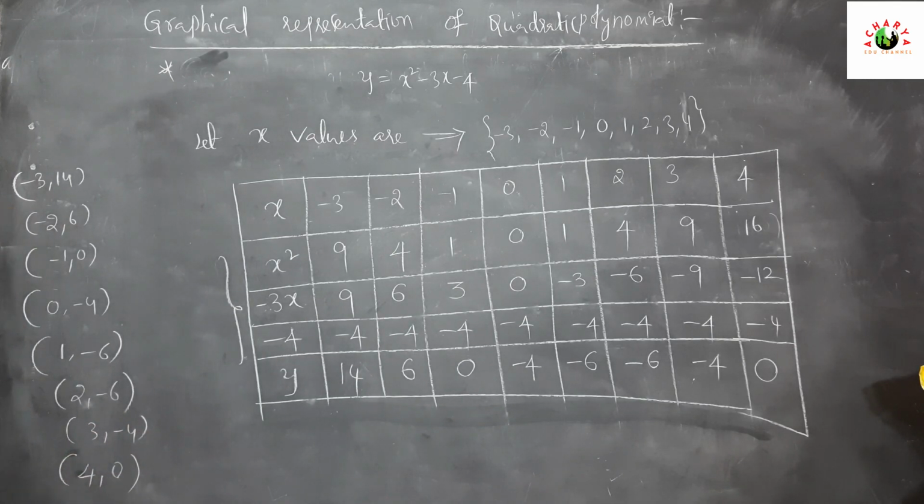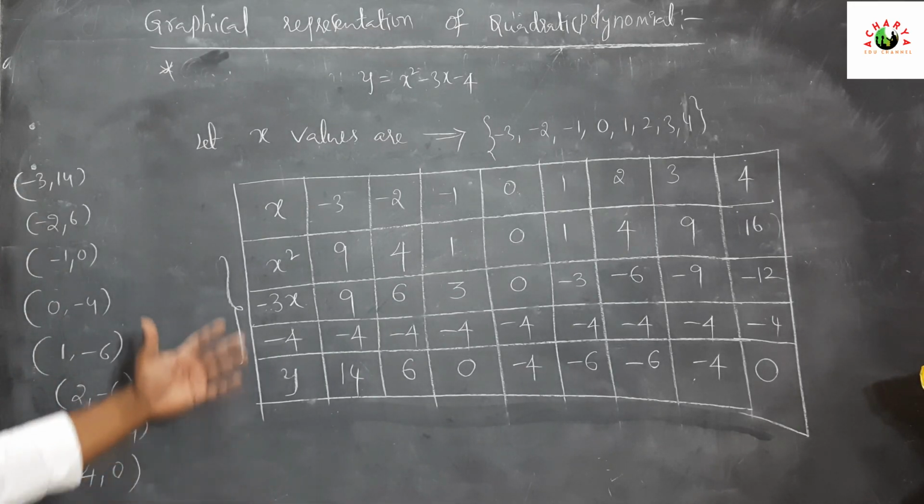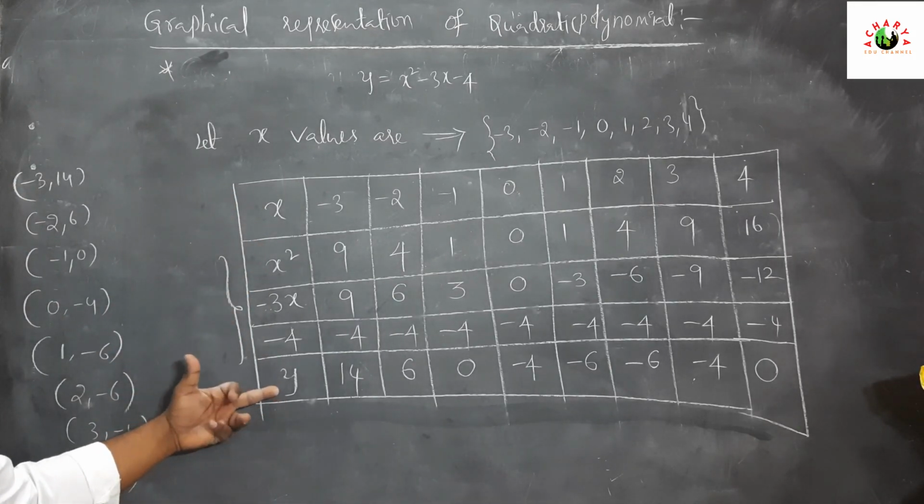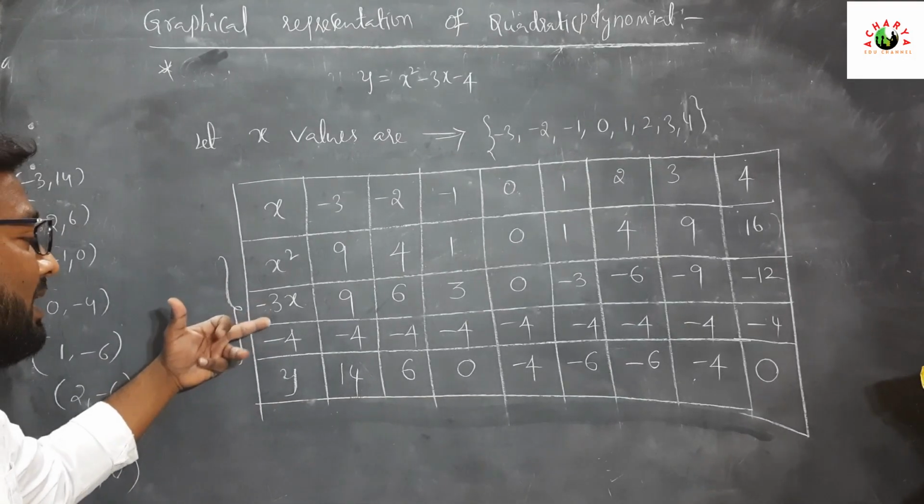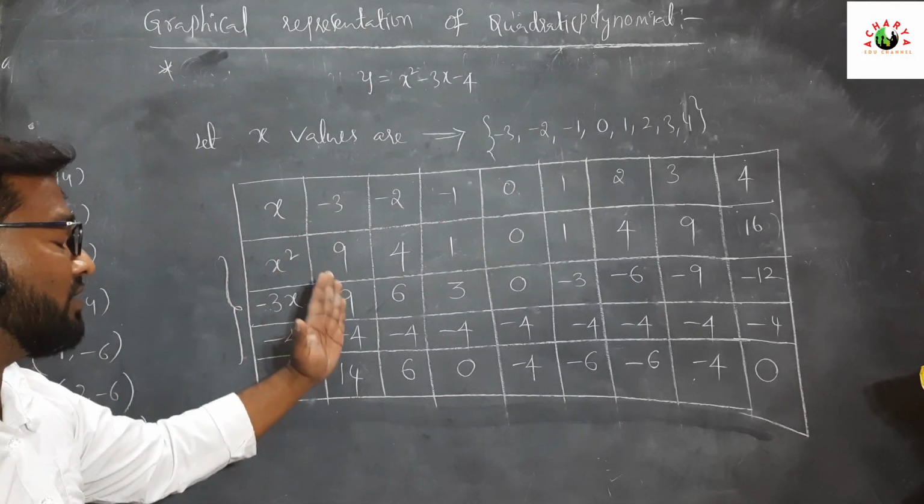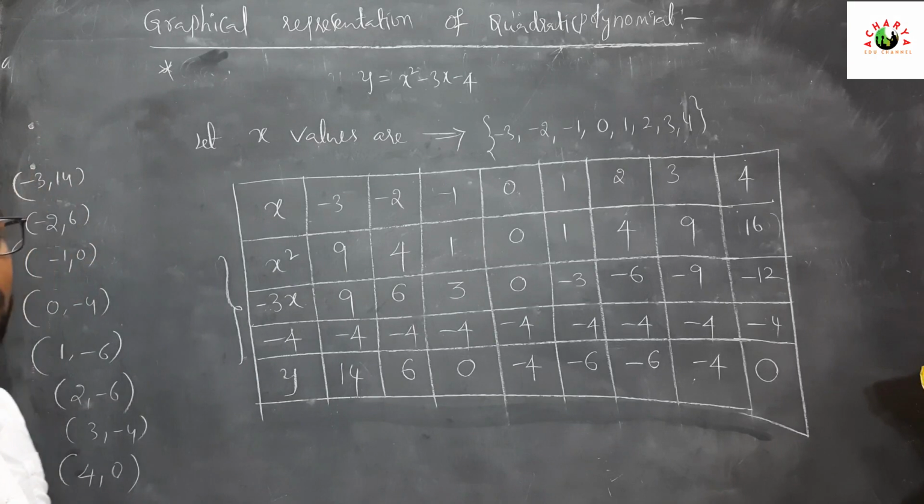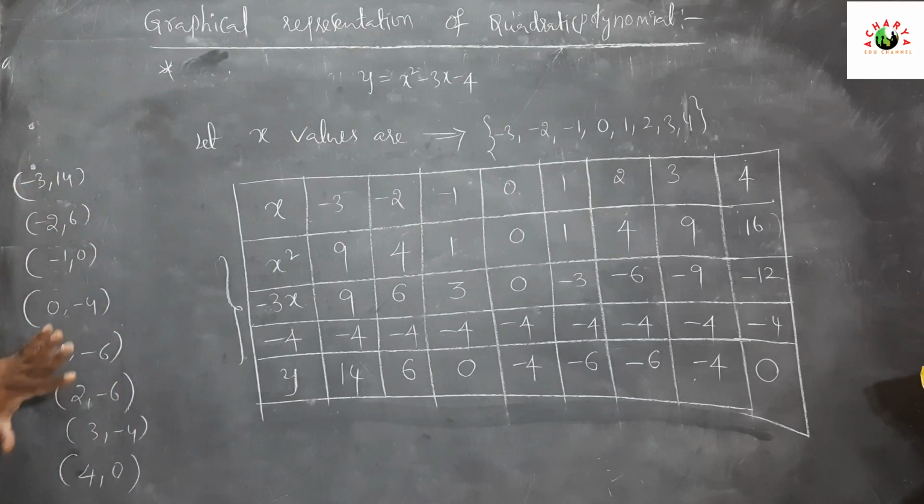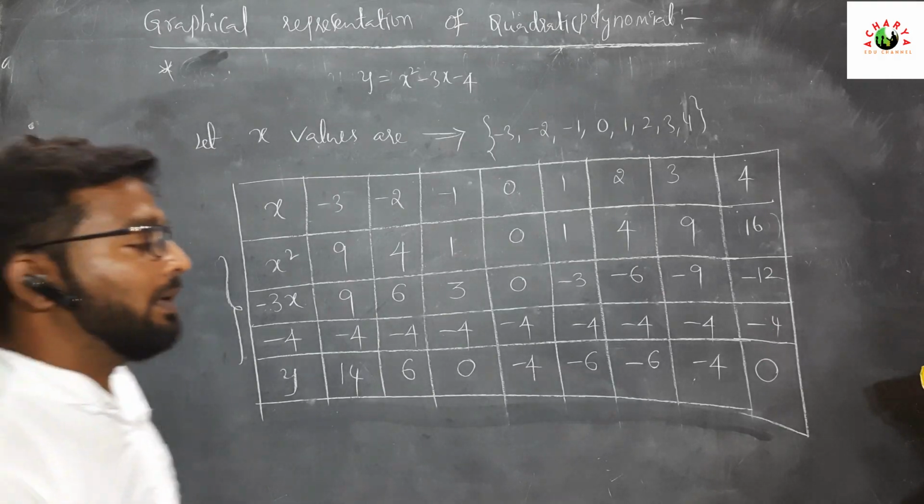These all are points. How should we write the point here? X value and the y value. Y value is x square minus 3x minus 4. These three values if we add, we will get the value of y. Okay, so by using these points, we have to plot the graph.